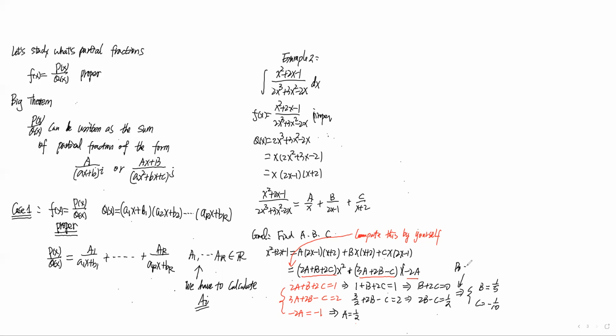So do this by yourself. This is very important. I think you know this from your high school, right? You have to practice this by yourself. Okay, so by this computation, we get (x squared plus 2x minus 1) over (2x cubed plus 3x squared minus 2x), which is A is half, so 1 over 2x, plus B is 1 over 5, so 1 over 5(2x minus 1), plus C is negative 1 over 10, so minus 1 over 10(x plus 2). Okay, so that's why we studied the partial fraction, right?